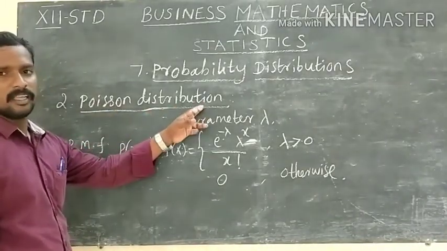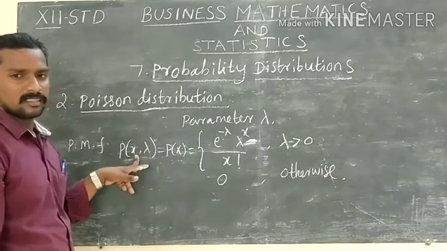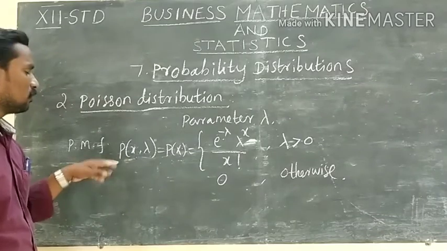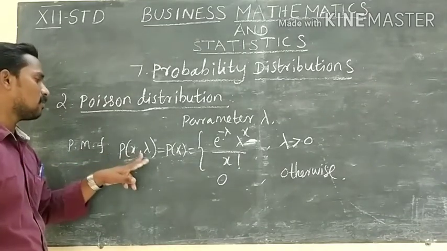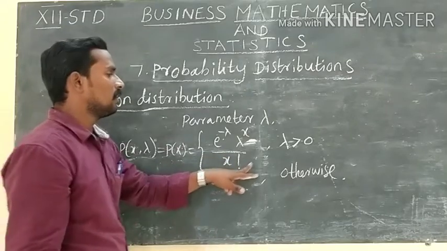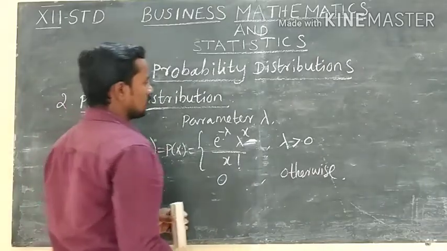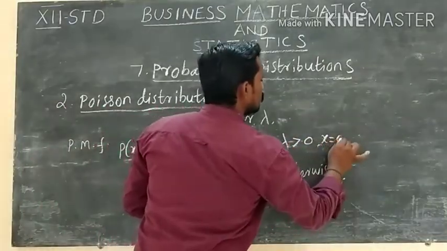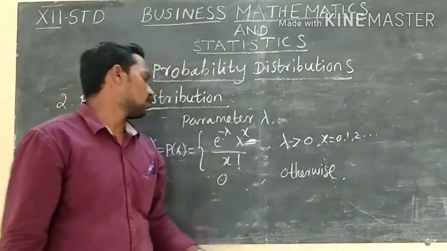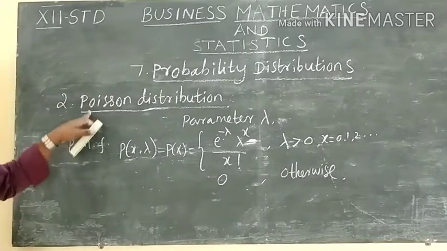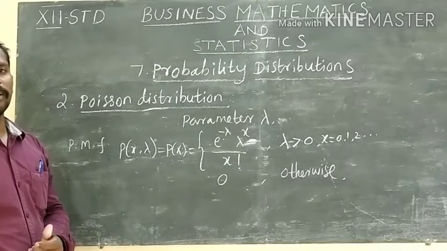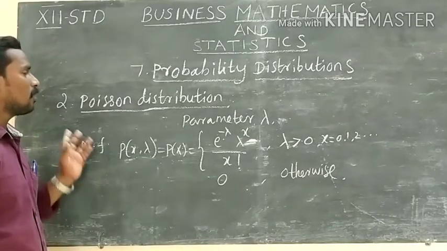The Poisson distribution definition: a random variable x is said to follow Poisson distribution with parameter lambda if it assumes only non-negative values and the probability mass function p of x comma lambda is equal to e power minus lambda, lambda power x divided by x factorial, with the condition lambda greater than 0, and every x value is 0, 1, 2 and so on, otherwise 0. These two are discrete probability distributions. Another one, the normal distribution, is taken from continuous probability distribution.